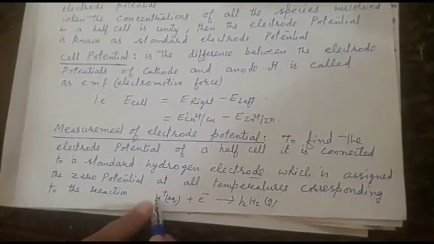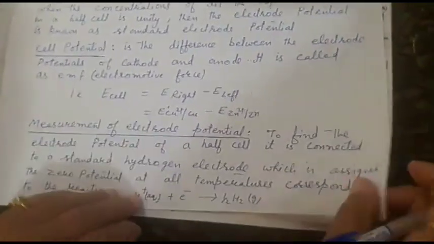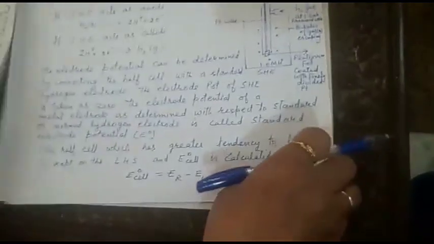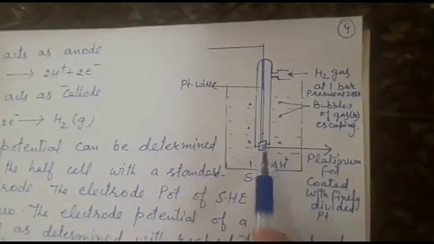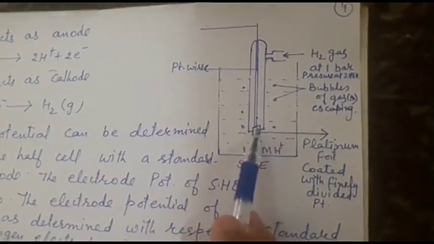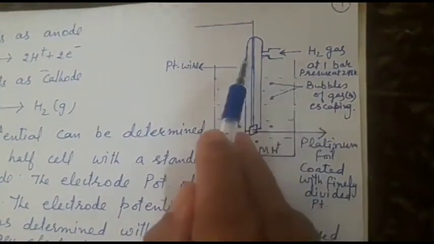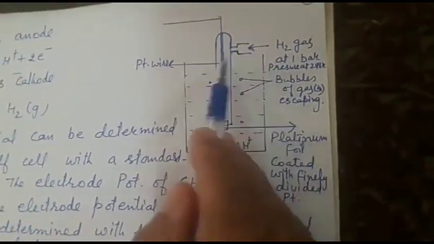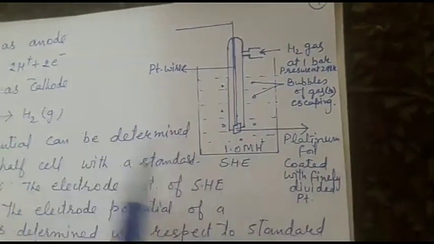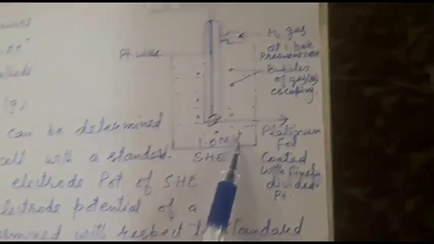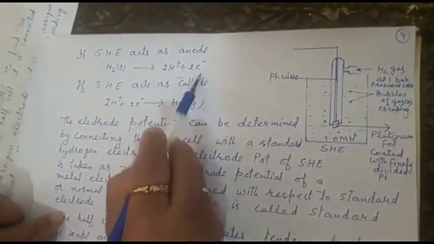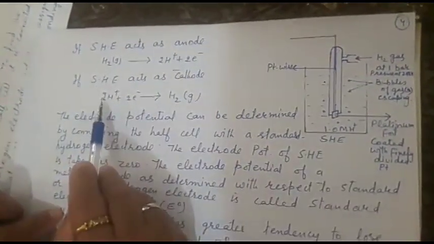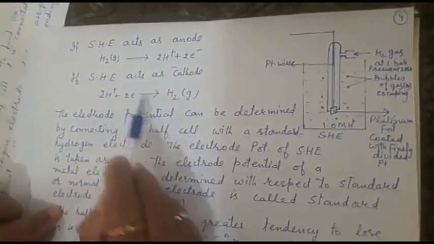The reaction happens like this: H plus aqueous plus an electron gives half H2 gas. This is the hydrogen electrode. It consists of platinum foil coated with finely divided platinum, and hydrogen gas at 1 bar pressure and 298 Kelvin is bubbled into it. The solution is 1 molar HCl. If the standard hydrogen electrode, SHE, acts as anode, the reaction is H2 gives 2H plus plus 2e. If SHE acts as cathode, the reaction is 2H plus plus 2e gives H2 gas.